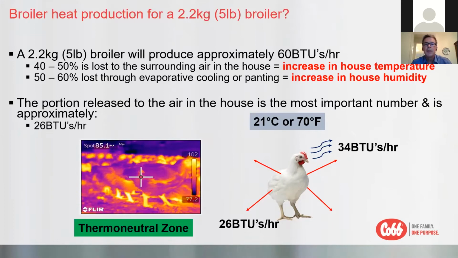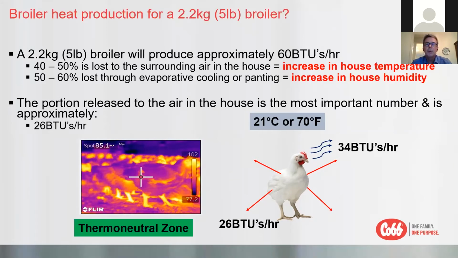So in terms of heat loss, we know that 40 to 50% is going to be lost to the surrounding air in the house. That is what we call the sensible heat loss. 50, you could say 60% of its heat is going to be lost through panting, evaporative cooling. So in this experiment, 34 BTUs is going to be lost through evaporation in the respiratory tract. 26 BTUs per hour has to be lost through sensible heat loss. So that's 60 BTUs per hour. That's what the bird has to release to keep itself in the thermoneutral zone.